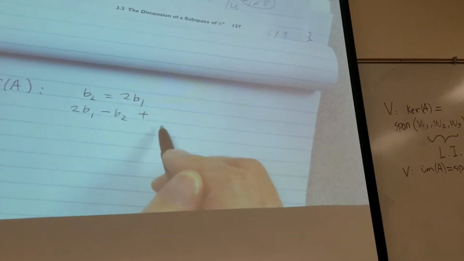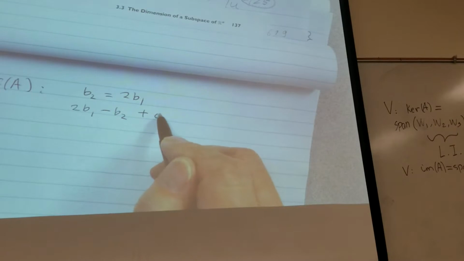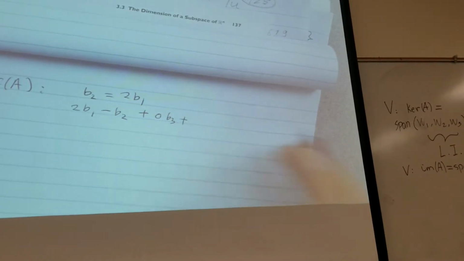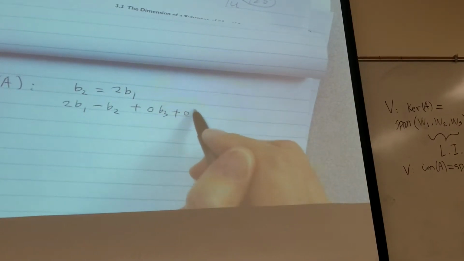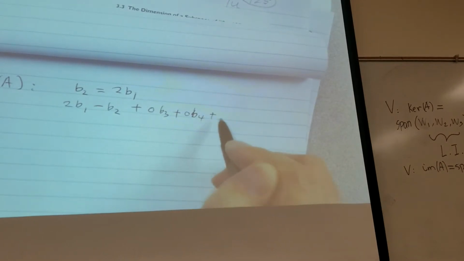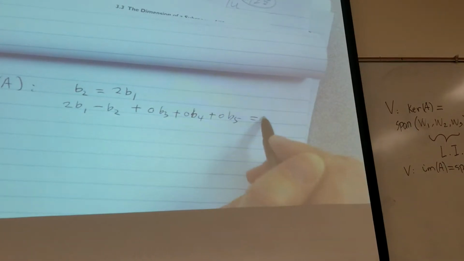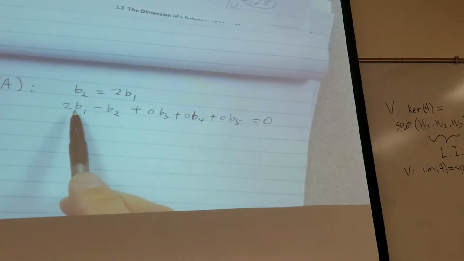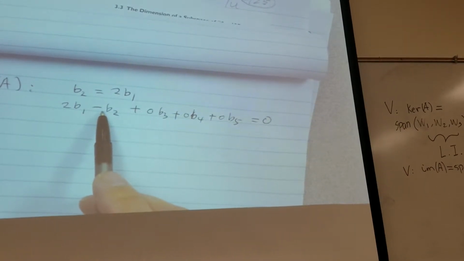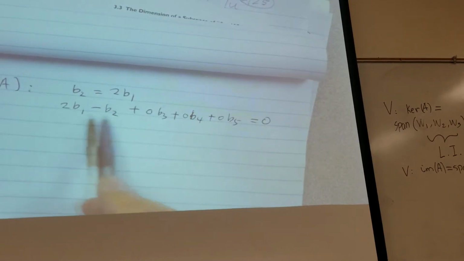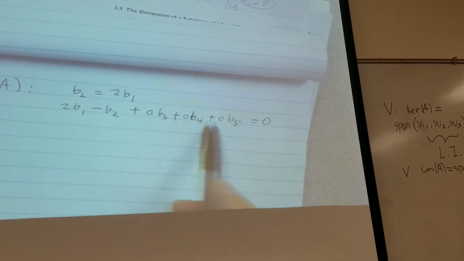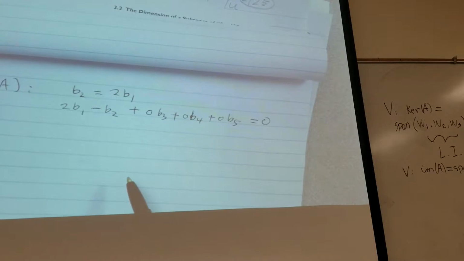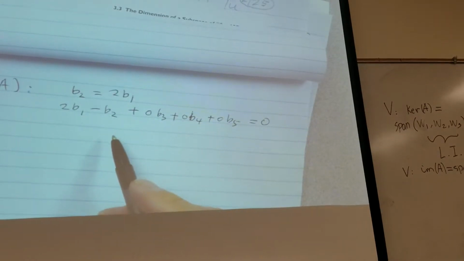How about I add some more? 0B3, how about that? 0B4, 0B5 should be equal to 0. That's the same as saying 2B1 equals B2, right? I add all these 0s. Why do I do that? Now I have a relation, right?